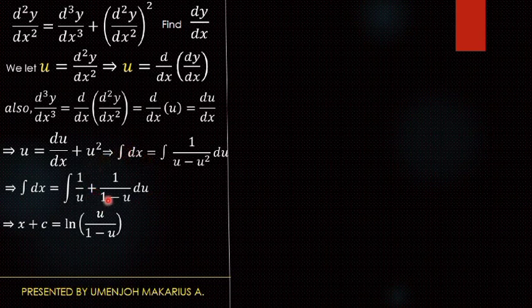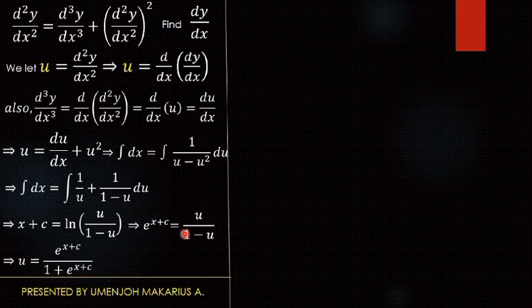Yeah, so if we combine the two logarithms, we are simply going to have the natural log of u over 1 minus u. Now if we take e on both sides, we are going to have e raised to the power x plus c, which is the same as u over 1 minus u. So if we solve for u, if we make u the subject, we are simply going to have u equal to e raised to the power x plus c, all over 1 plus e raised to the power x plus c. Good.